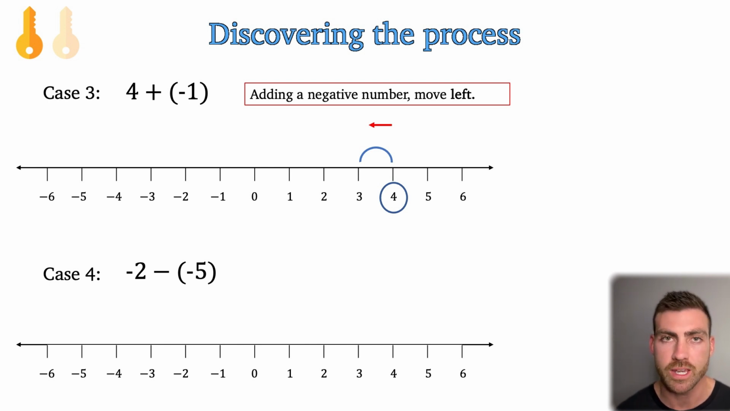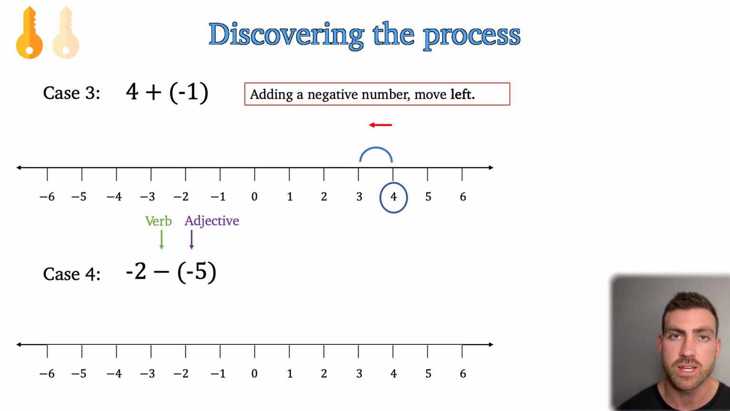I know it looks scary, but let's take it slow. This reads out as negative 2 minus negative 5. Remember, even though a minus and a negative sign act the same way, they are still different. The subtraction operation, the minus, is a verb, which is an action word. And the negative sign is an adjective, which tells you something about the number.